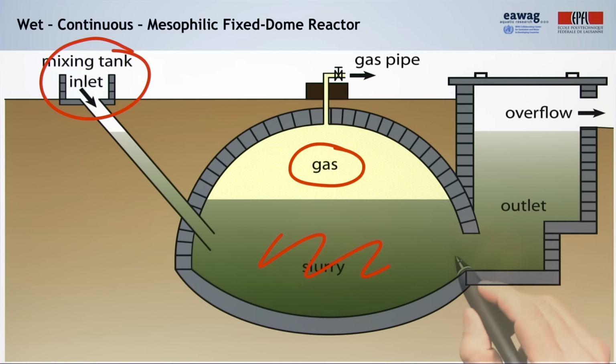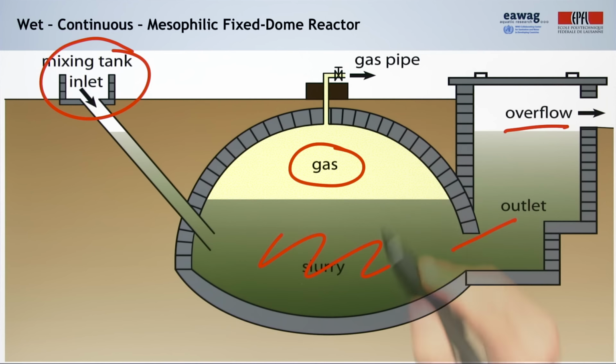What it further has is an outlet, or what we also call compensation chamber, and the overflow. You might also see here that the gas pipe is at the highest point with a valve to open or close the gas flow. There are different designs of fixed dome digesters, and sizes can vary. This is the most common reactor type in developing countries.